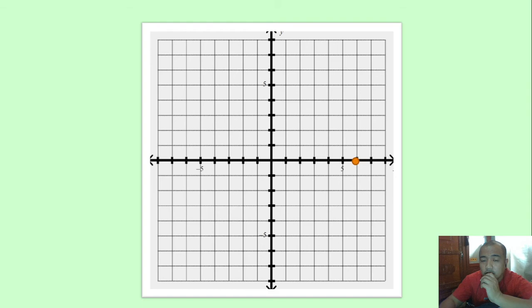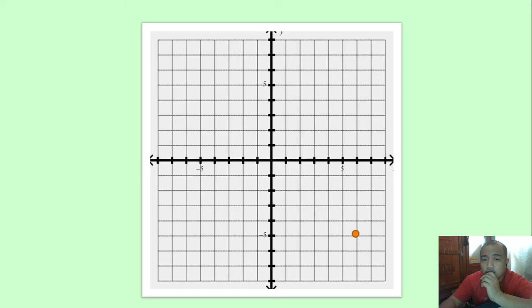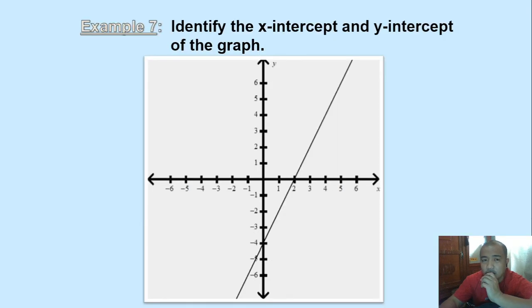Plot. 6 is the x-intercept. 3 is the y-intercept. Connect the points. That is now the graph of the equation. What's the equation? 4x plus 8y equals 24.